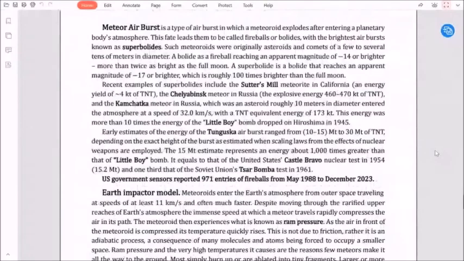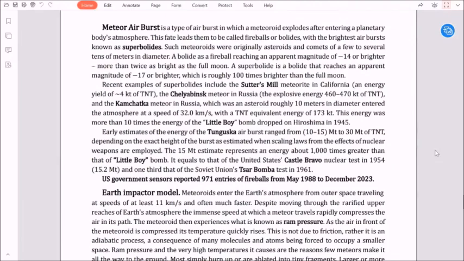Meteor airburst is a type of airburst in which a meteoroid explodes after entering a planetary body's atmosphere. This fate leads them to be called fireballs or bolides, with the brightest airbursts known as superbolides. Such meteoroids were originally asteroids and comets of a few to several tens of meters in diameter.